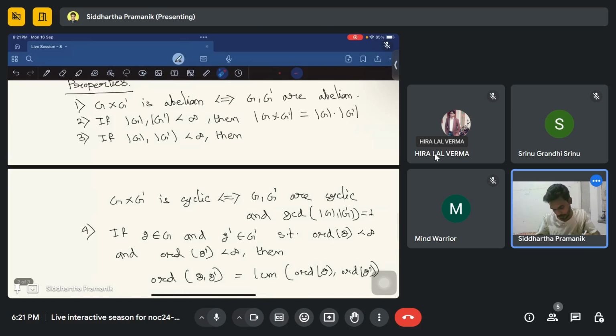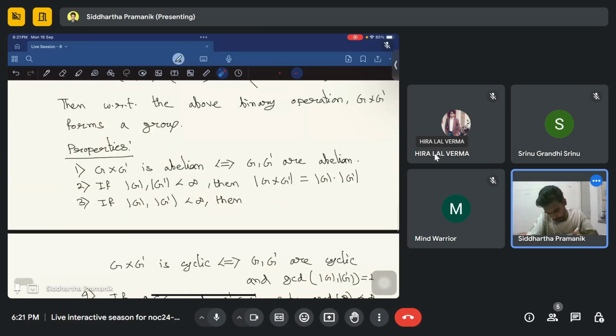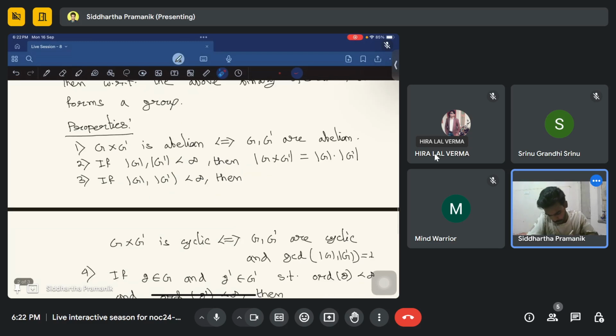Let me repeat again. The product group is abelian if and only if both G and G prime are abelian. Second, if both groups are of finite order, then their Cartesian product is also of finite order, and its order is just the product of the orders of the two groups.